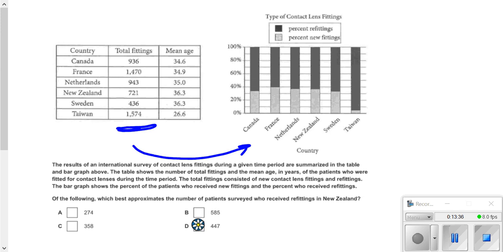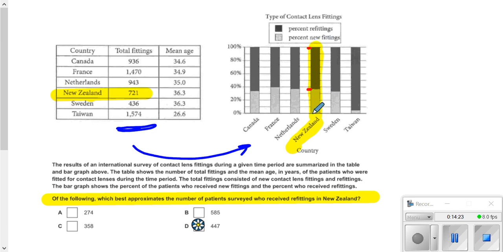So the question down here, this time, is not about the age at all. It says, of the following, which best approximates the number of patients who received refittings in New Zealand? I'm going to look here at New Zealand and say, okay, they had 721 contact lens appointments. And if I look back over here to the graph, New Zealand is right here. I am trying to figure out how many people had refittings. The refitting part is the darker part of the bar, and that's a little hard to read because it doesn't start from 0. It goes from here to here.